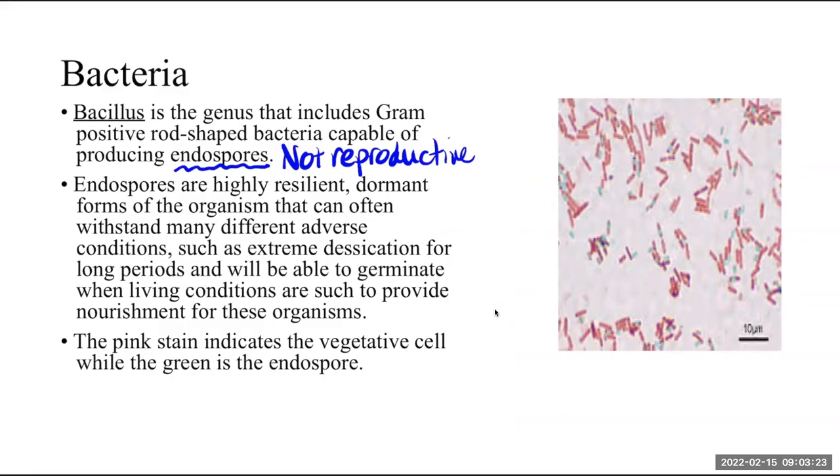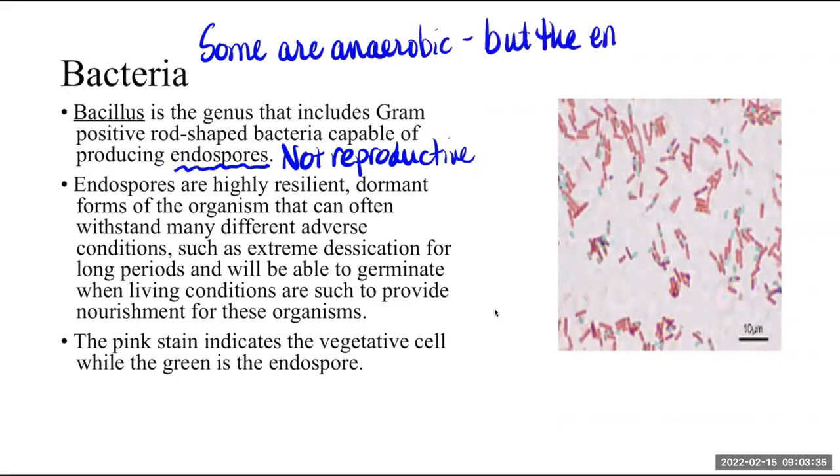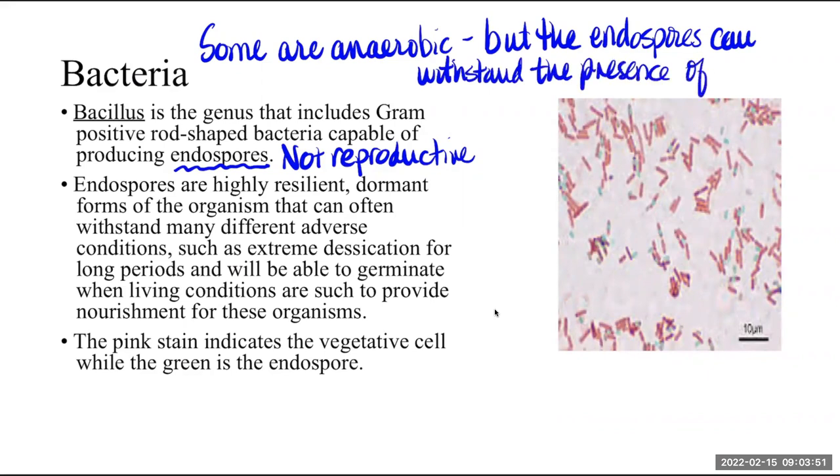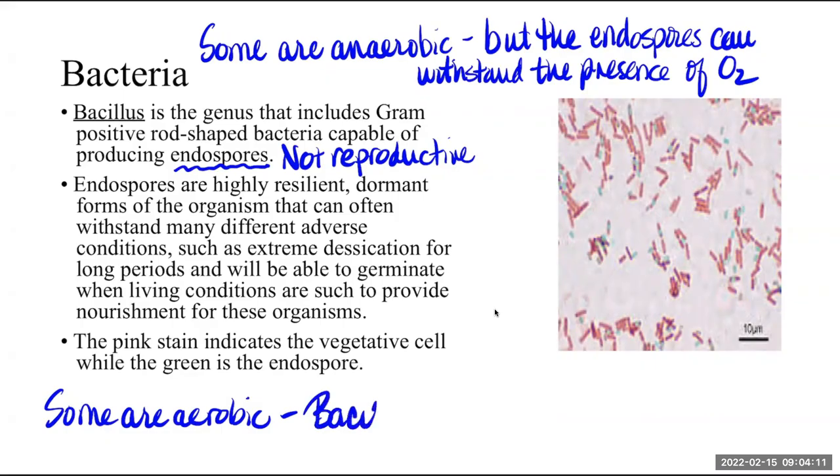Some of them will be anaerobic, but the endospores can withstand the presence of oxygen. Some are aerobic, and we will be using one in the lab this semester called Bacillus megaterium. The one that you're going to be looking at in the laboratory is called Bacillus subtilis.